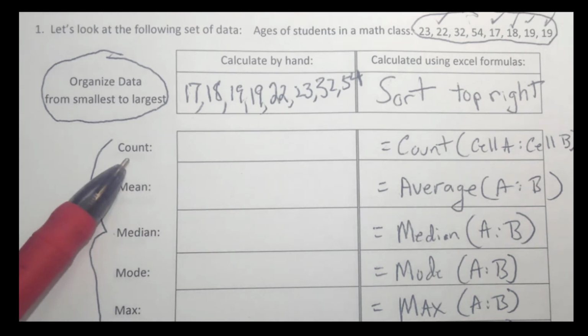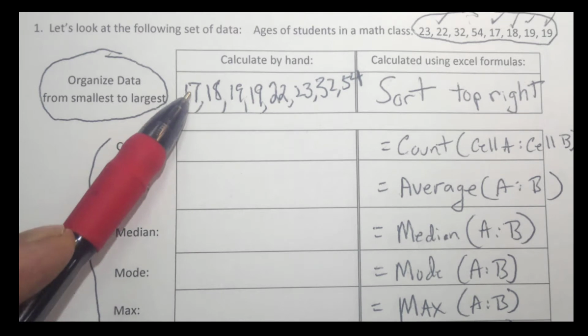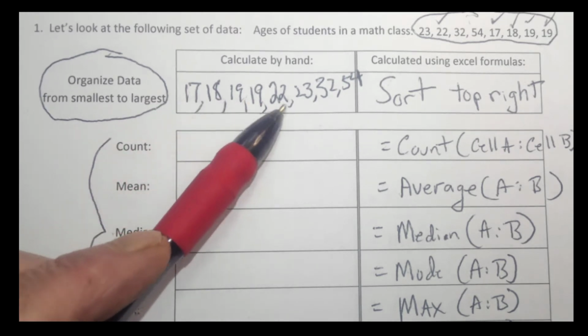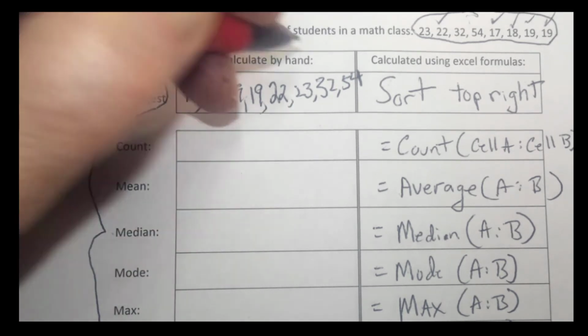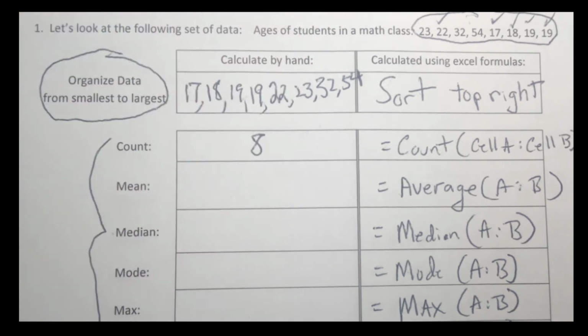Now count just means how many are in the data set. And so we'll just count them. 1, 2, 3, 4, 5, 6, 7, 8. The count is 8 because there's 8 in the data set.